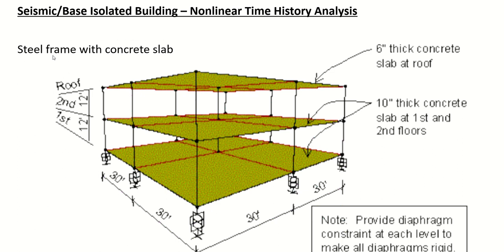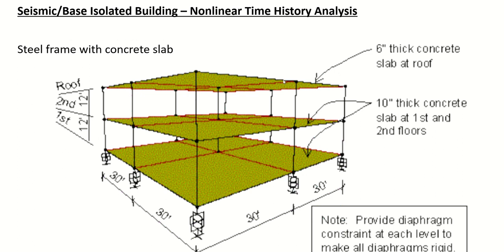Now let's begin with our example building that we have to model. Basically, it is a steel frame with a concrete slab, which means that the slab is made of reinforced concrete, and the frame, the beams and the columns, are made of steel sections. The structure is a two-story building with two bays in each direction. The height of each story is 12 feet, and the width of the bay is 30 feet in each direction.